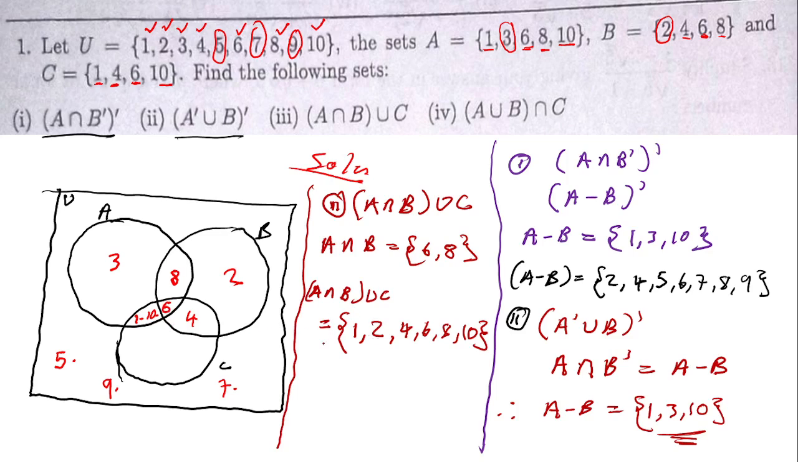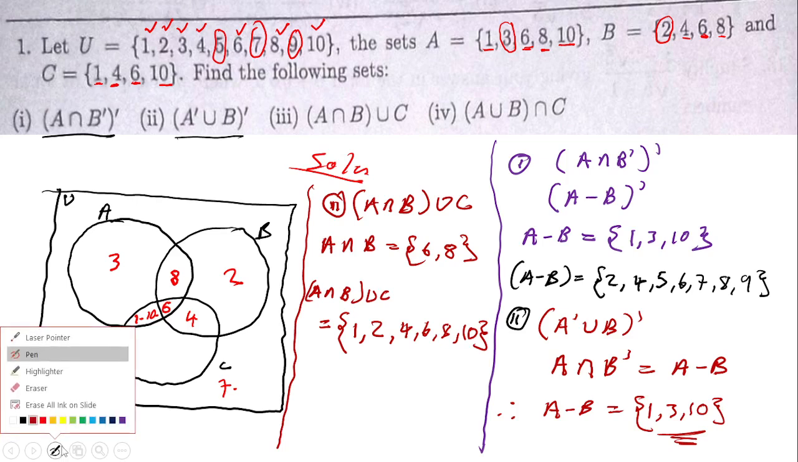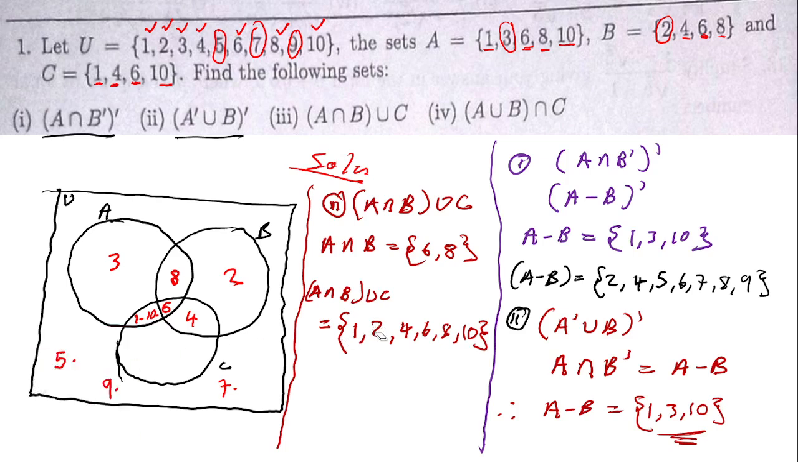By the way, 2 is not part of C. 2 is not part of C, just there. So this is the final answer for this particular question. Let me just write it properly, which is 1, 4, 6, 8, and 10. So these are the solution for this set.